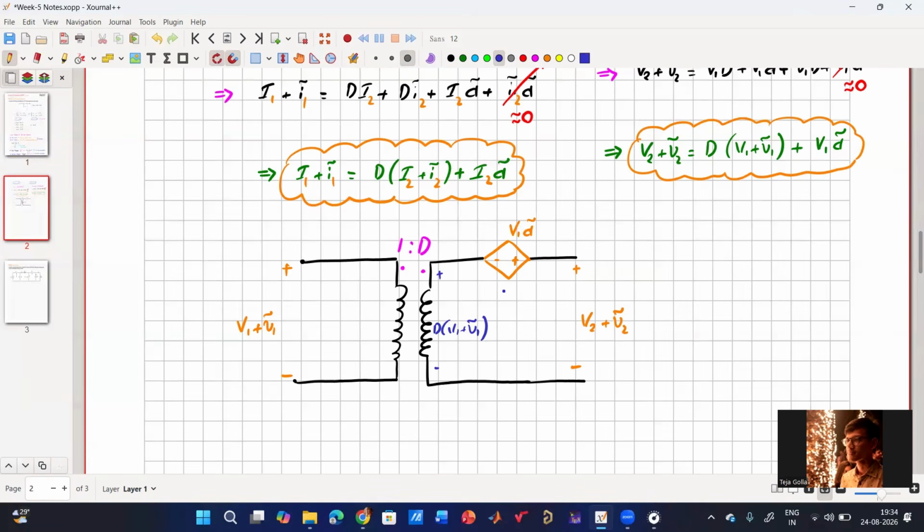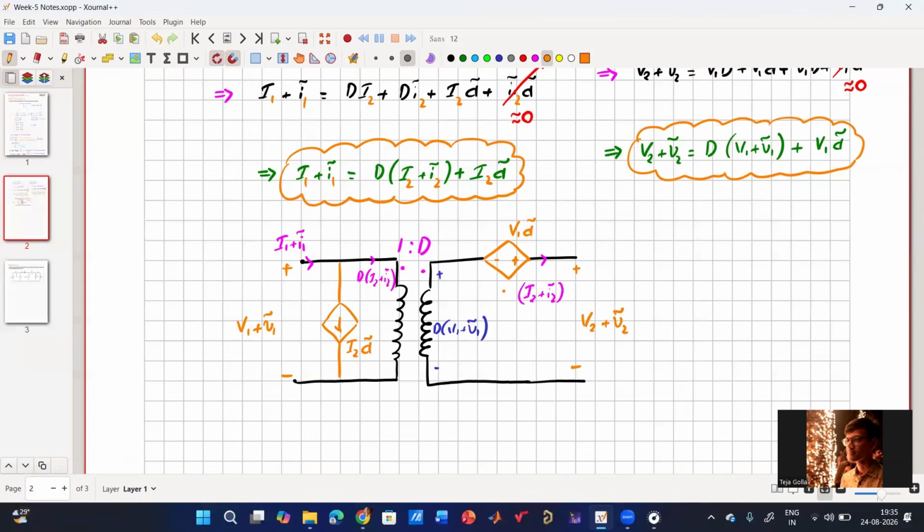Similarly, if you come to the LHS side, first let me draw the current. If this current is I2 plus I2 tilde, then this current will be D into I2 plus I2 tilde. But my input current is I1 plus I1 tilde, which is this current plus some other current. So again, there will be a dependent source over here, which is I2 into D tilde. So now we have obtained the two equations, one for voltage and one for current, and we have tried to represent them in terms of a circuit.